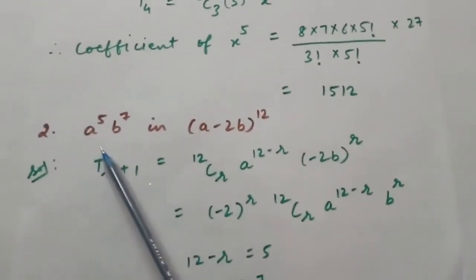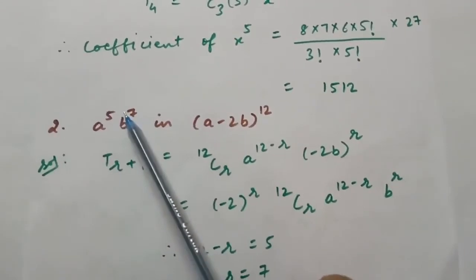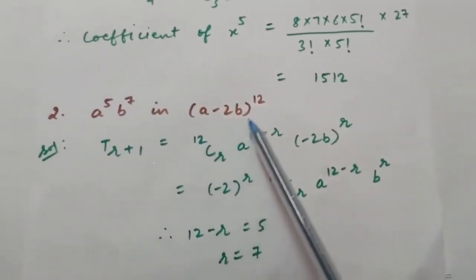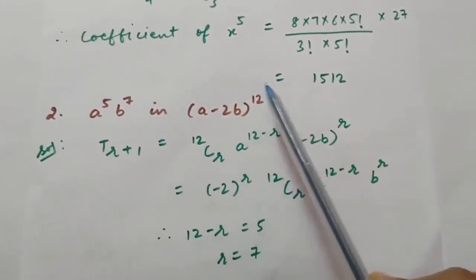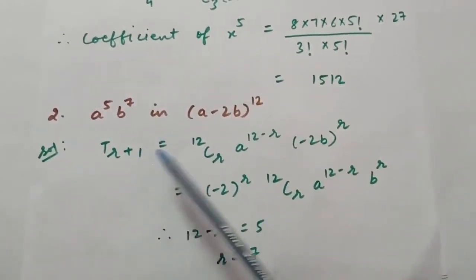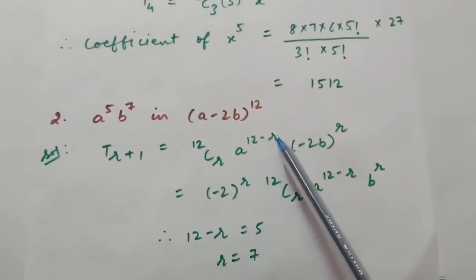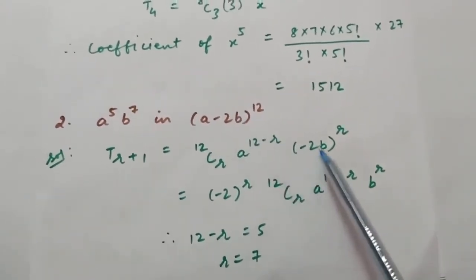Second is, find the coefficient of a raised to the power 5, b raised to the power 7 in (a minus 2b) whole raised to the power 12. So first of all we will find the general term, which is 12Cr a raised to the power 12 minus r and (minus 2b) raised to the power r.